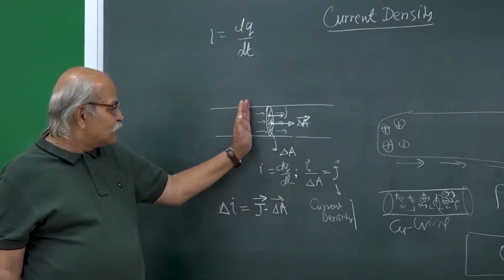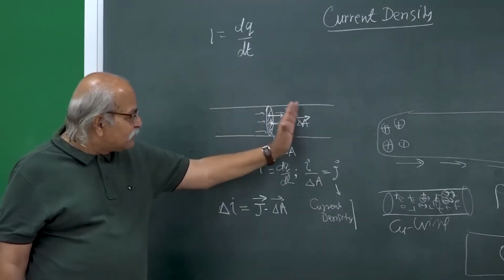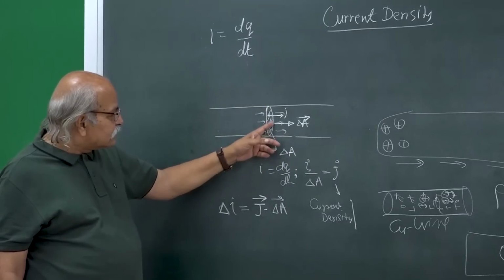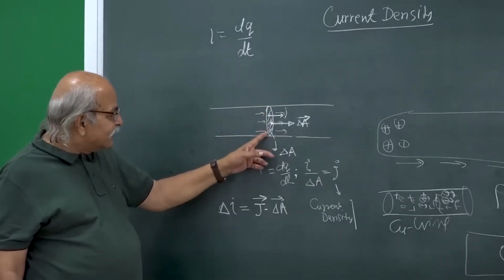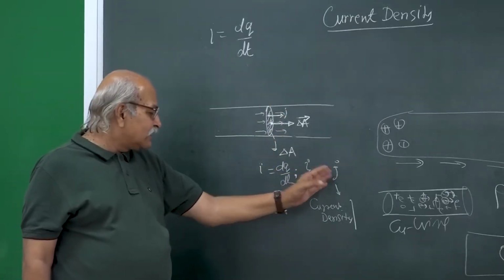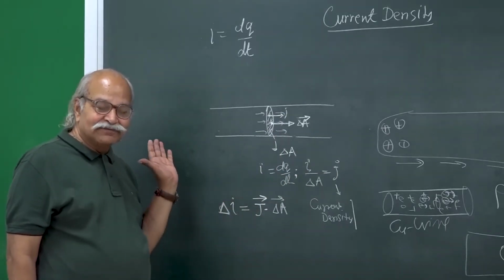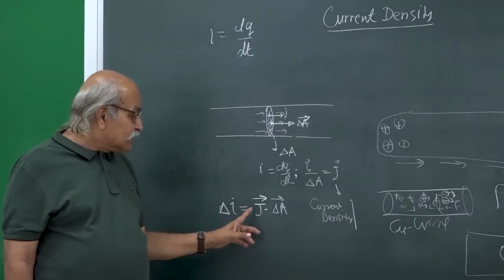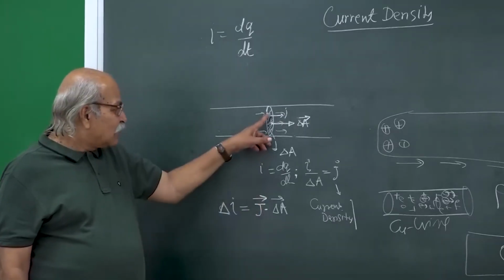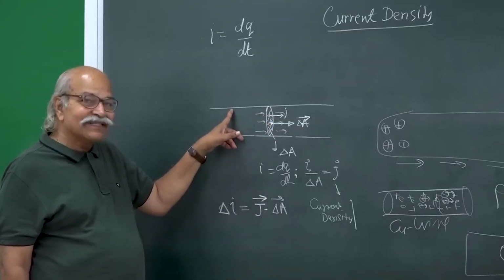I is the current which is going from this side to that side. That means dq charge going in time dt, and then I divide and get I. Then I ask how much is the total area through which this current is going, divide by the area, and that is the current density magnitude. And the direction of the current density is the same as the direction of the current. Now, this is defined point by point. Here how much is the current density, here how much is the current density, and so on.